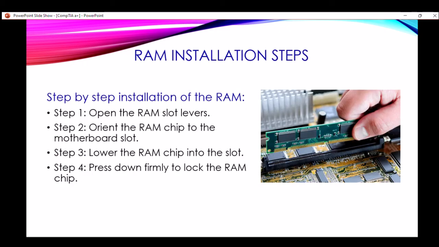So let's have a step-by-step installation of your RAM. Step 1. Open the RAM slot levers. Step 2. Orient the RAM chip to the motherboard slot. Step 3. Lower the RAM chip into the slot. And step 4. Press down firmly to lock the RAM. So let's have a video demonstration to understand how to install RAM on our motherboard.